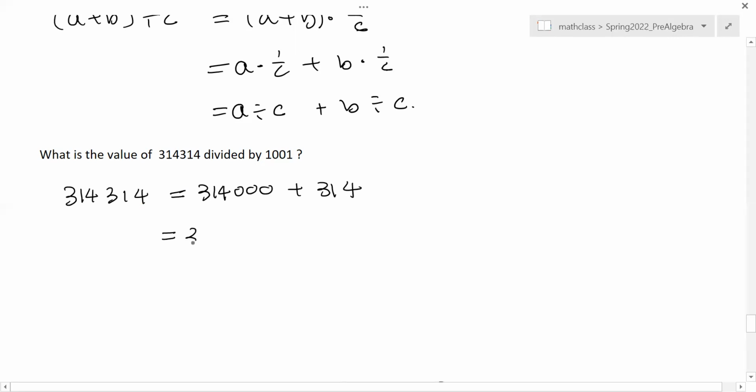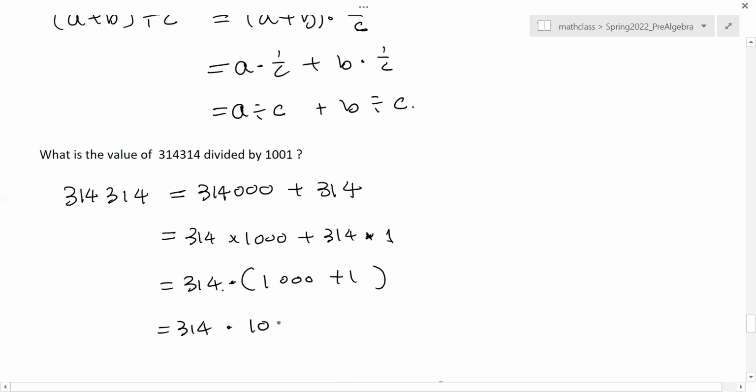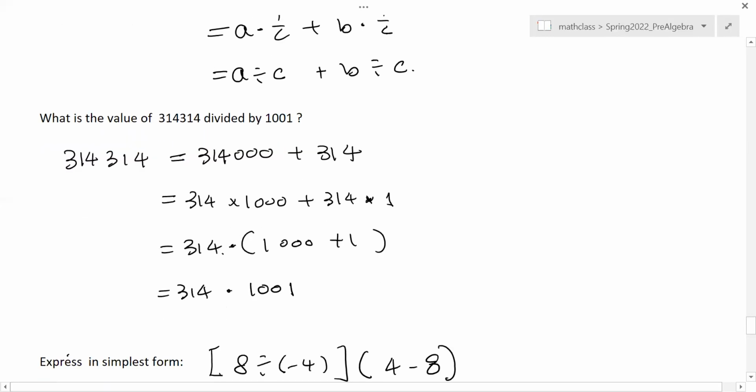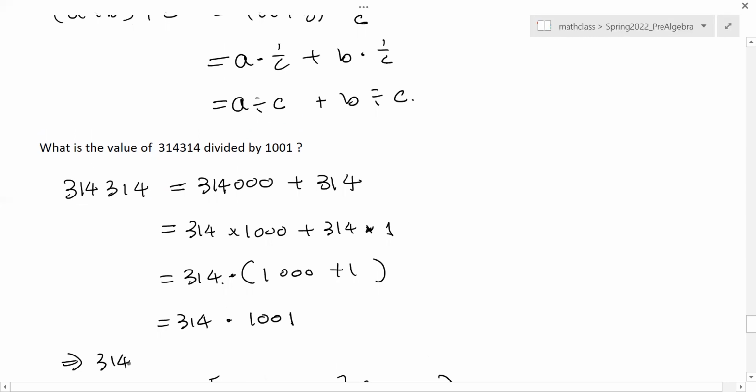Then 314 times 1000 plus 314 times 1, right? So you have a common factor. So that's going to be 314 times 1001. Now, if it's divided by 1001, what is left? The quotient should be 314. So that implies 314314 divided by 1001 is going to be 314, right? Okay, cool.